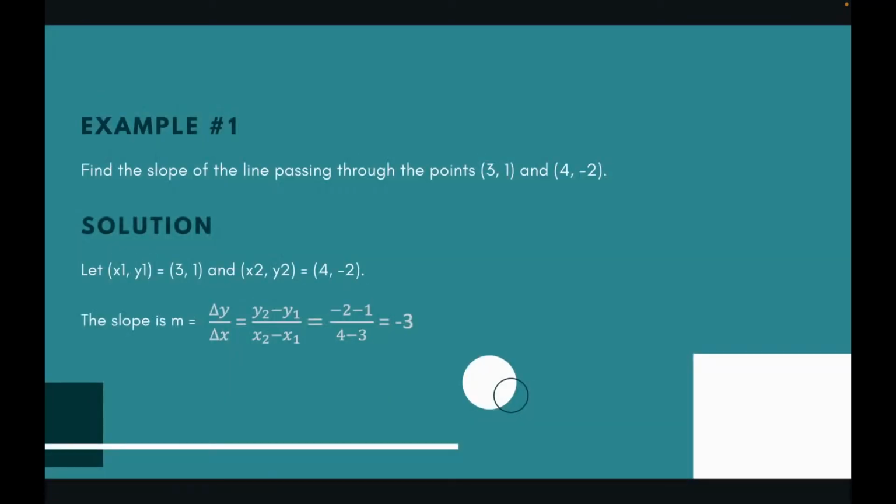For our first example, we have to find the slope of the line passing through the points 3, 1 and 4, -2. Let x1, y1 equal 3, 1 and x2, y2 equal 4, -2. Then the slope m will be equal to rise over run, or change in y over change in x, equals y2 minus y1 over x2 minus x1. And then we can plug in the values to get -2 minus 1 over 4 minus 3 equals -3.